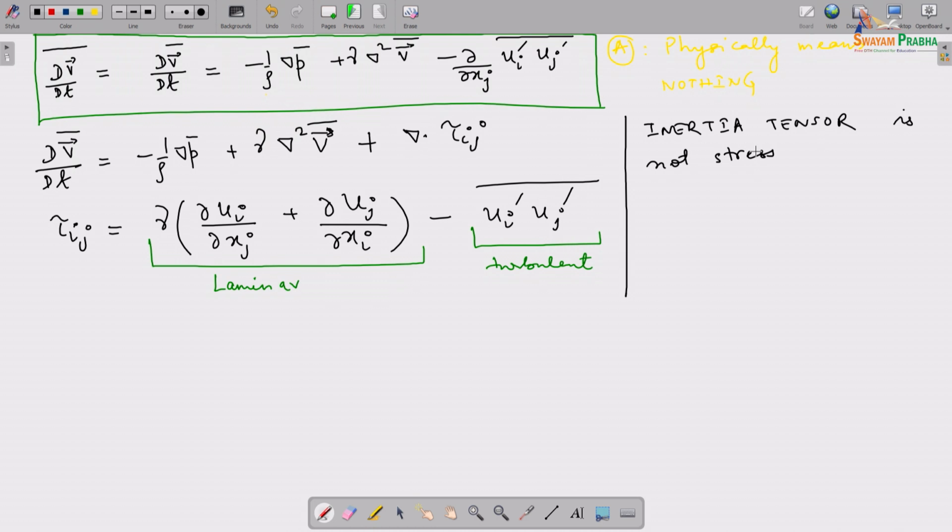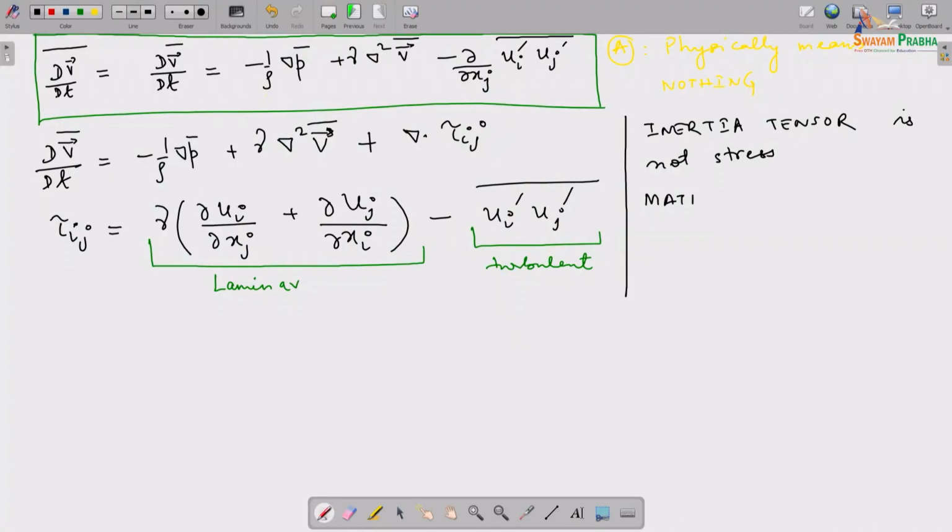Yeah, I can see that, right? It's not stress as I see it. But if I write it in this fashion, then I see it does boil down to a laminar part and a turbulent part, right? It does have a laminar part and a turbulent part.